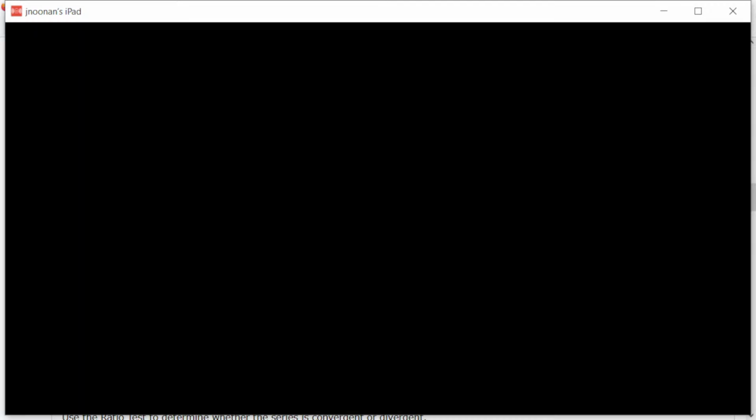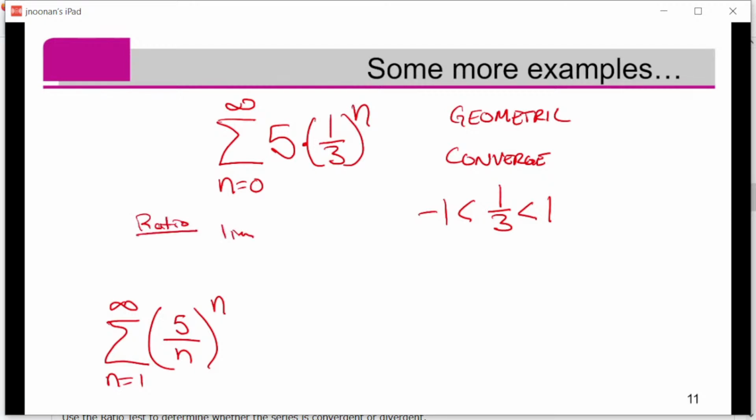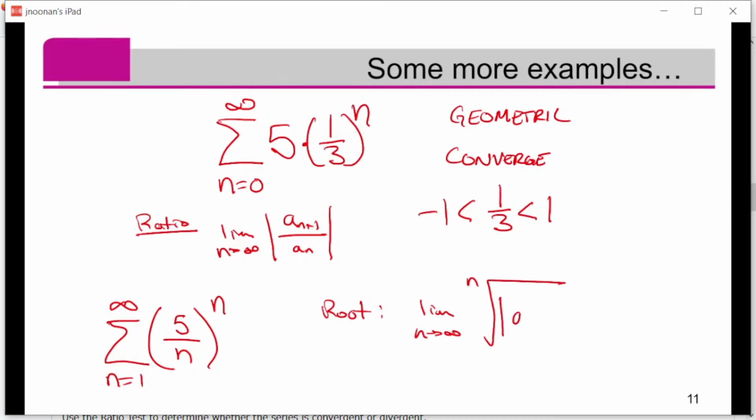So because of that, we have this thing called the root test. Here is the root test. So with the ratio test, you're doing this: the limit as n approaches infinity of a sub n plus 1 over a sub n. With the root test, you do this: the limit as n approaches infinity of the nth root of a sub n.